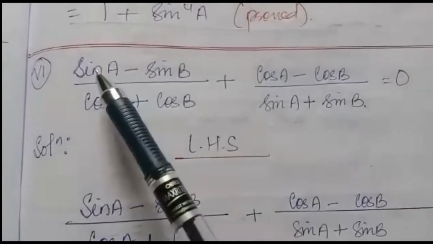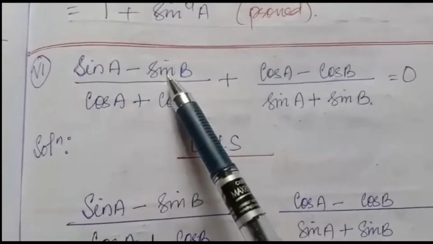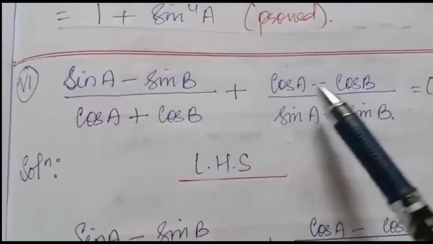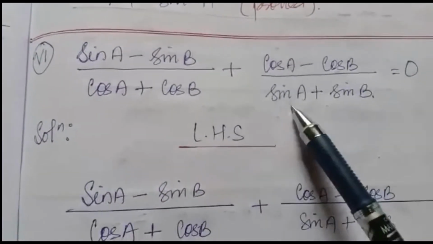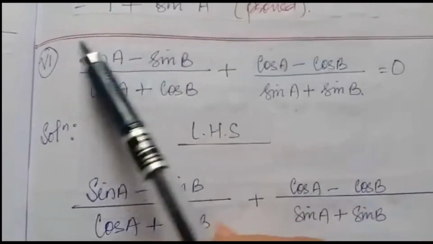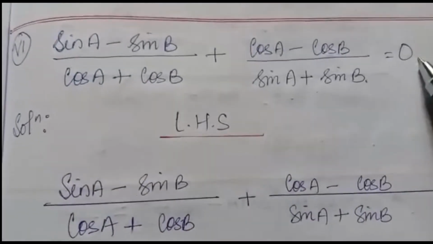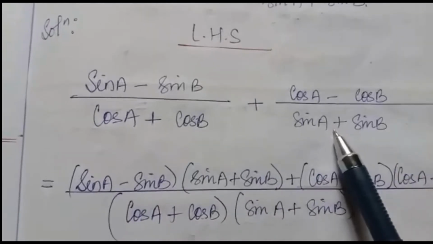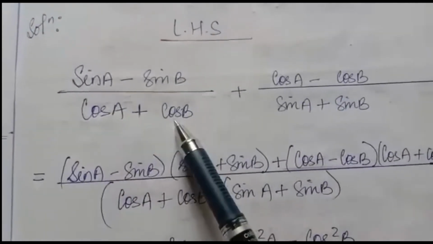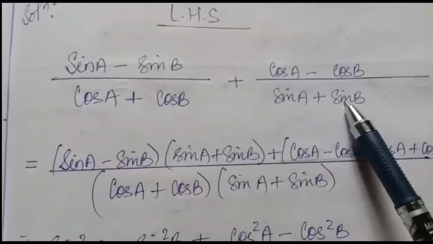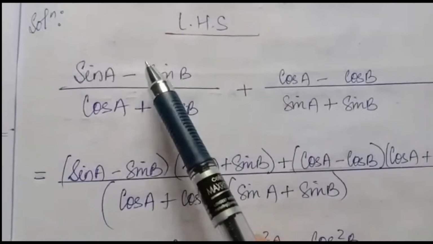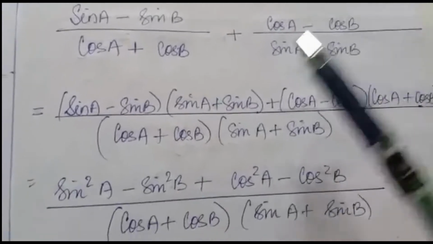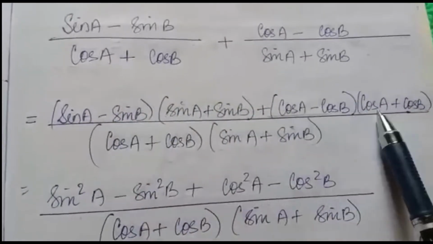Now question number 6. (sin A − sin B)/(cos A + cos B) + (cos A − cos B)/(sin A + sin B). You have to prove this left hand side is equal to 0. Copy the left hand side. After that take LCM. LCM will be (cos A + cos B)(sin A + sin B). Here you have to multiply by sin A + sin B, and here you have to multiply by cos A + cos B. After that you'll get this line.